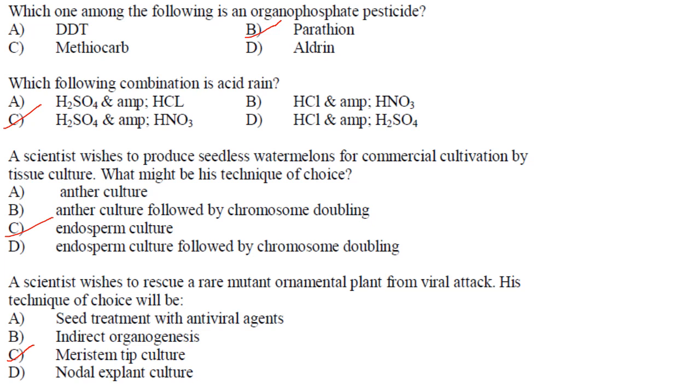The next one. A scientist wishes to rescue a rare mutant ornamental plant from viral attack. His technique of choice will be. So he wants to rescue it from viral attack. So naturally, meristem tip culture will be the method of choice. Now this question also has been asked in different ways, but the answer is the same. It is meristem tip culture. But the question has been asked in different ways for various entrance examinations I have observed.